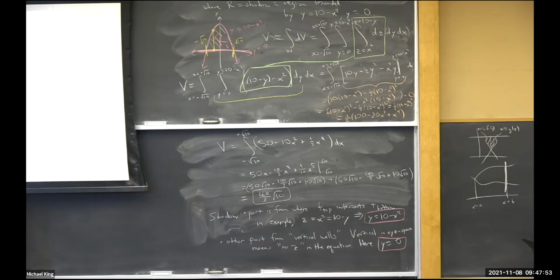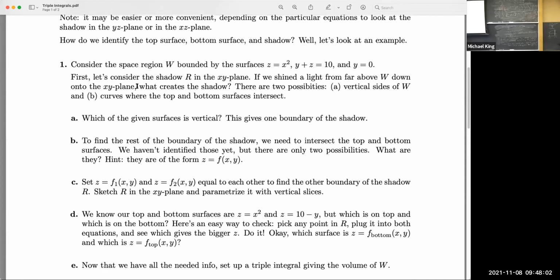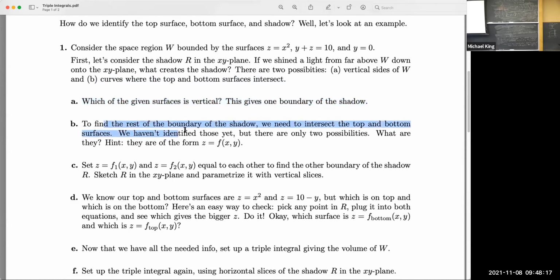So, if you look at the handout, number 1 goes through all this stuff we just did. We get the shadow in the XY plane if we shine a light from far above. What creates the shadow? There are two possibilities: vertical sides of W and curves where the top and bottom surfaces intersect. That's what we found here, which gives us the boundary of the shadow.